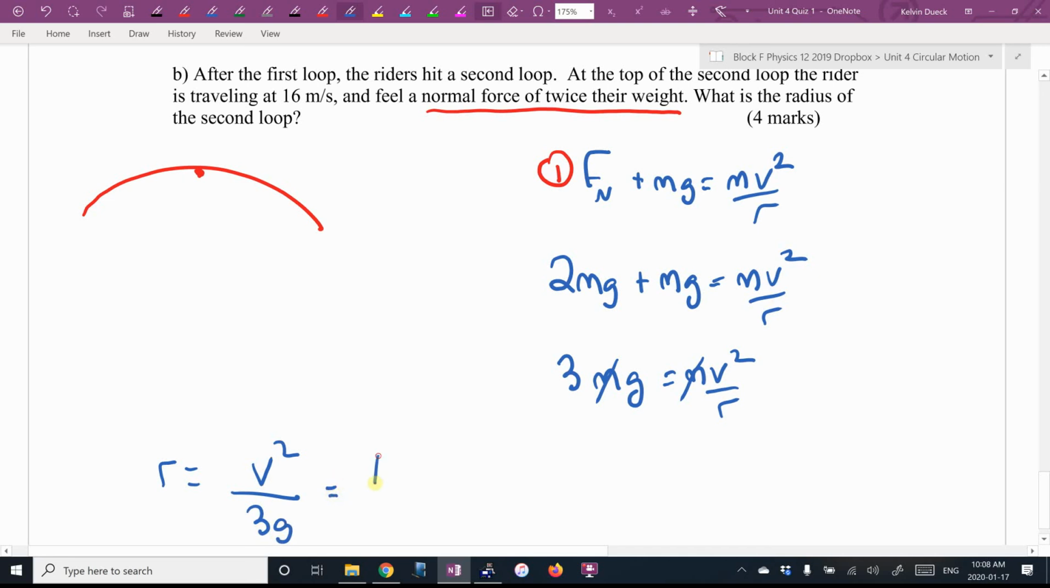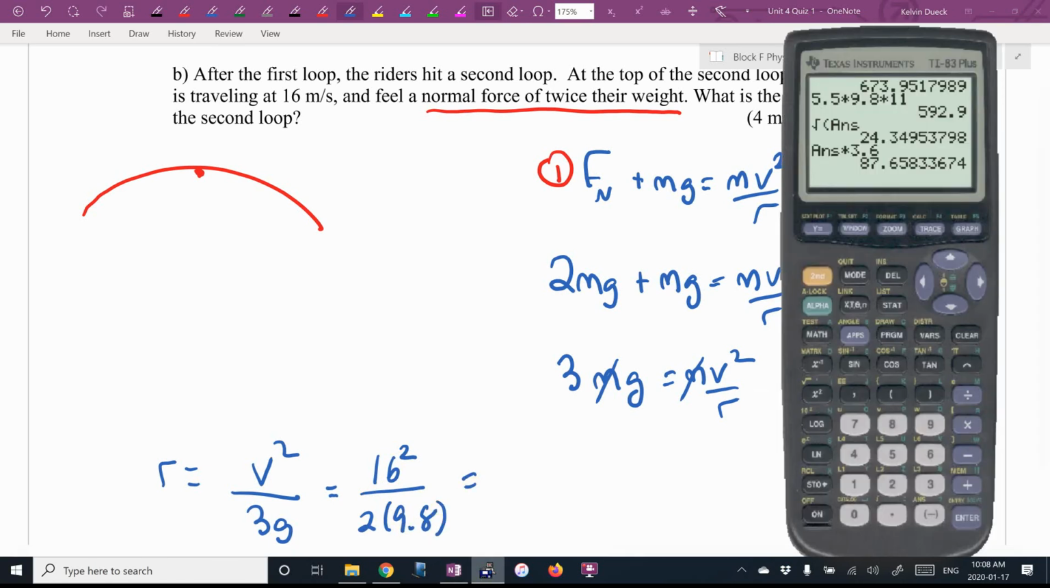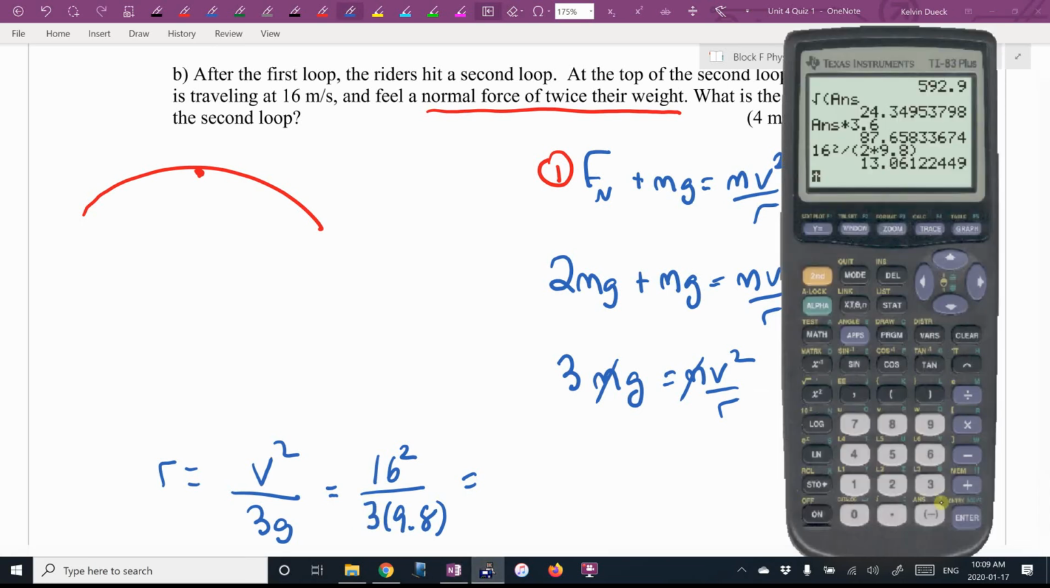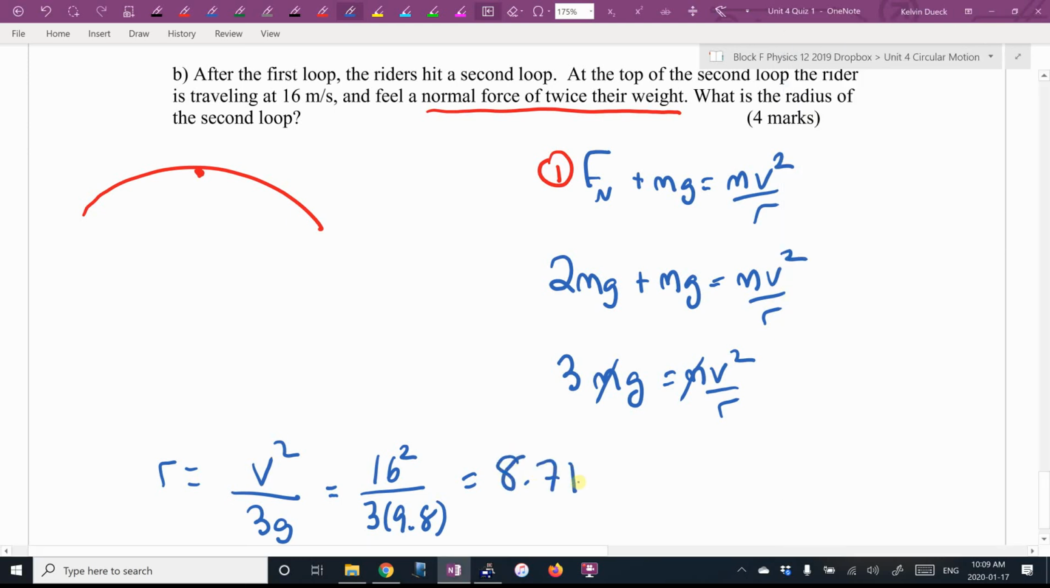It's going to be 16 squared all over 2 times 9.8. You get 13.1? Why did I write a 2? I don't know. Let's try that again, Mr. Dueck. Did you all get 8.71? Sheesh. And that's a radius, meters. This one.